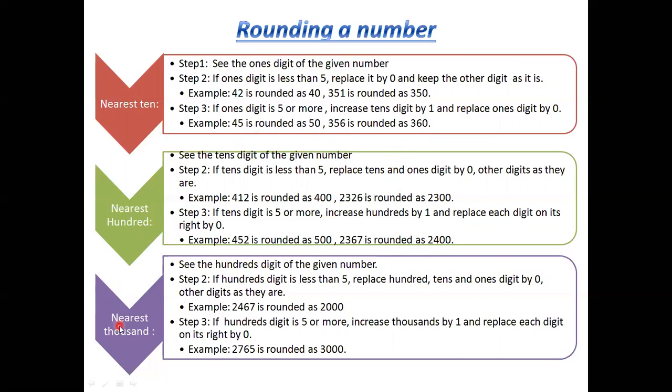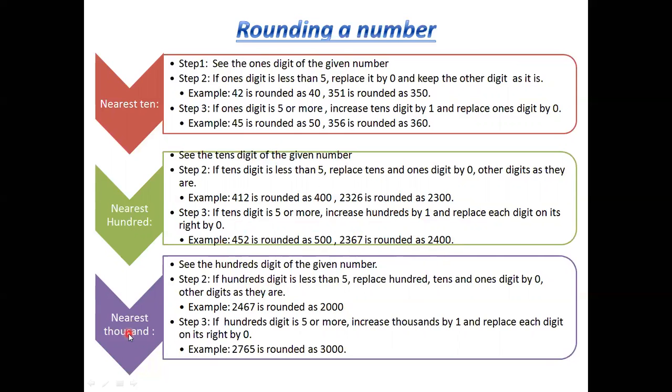Same thing for the nearest 100 and nearest 1000. The only difference is if it is the nearest 10, you have to see the ones digit. If it is the nearest 100, we have to check the tens digit. See here, the tens digit. What is the tens digit here? 1, which is less than 5. So what are we supposed to do? We are supposed to replace the tens and ones digits by 0. 400. 2326 is rounded as 2300. So if the tens digit is 5 or more, what do we have to do? We have to increase the hundreds by 1 and the remaining all by 0. 452 is rounded as 500. 2366 is rounded as 2400.